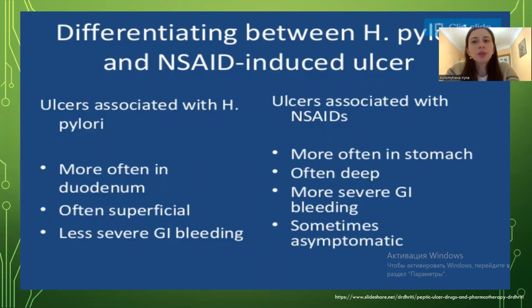And differentiating between Helicobacter pylori and anti-inflammation drugs-induced ulcer. Ulcer associated with Helicobacter pylori, more often in duodenum, often superficial, less severe gastrointestinal bleeding. Ulcer associated with anti-inflammation drugs, more often in stomach, often deep, more severe gastrointestinal bleeding, sometimes asymptomatic.